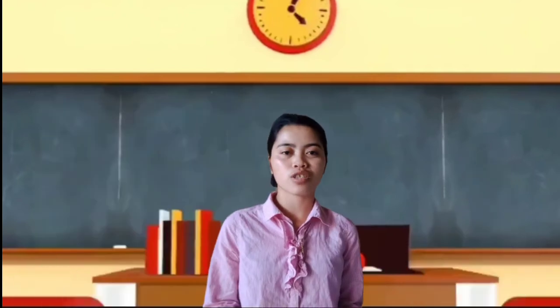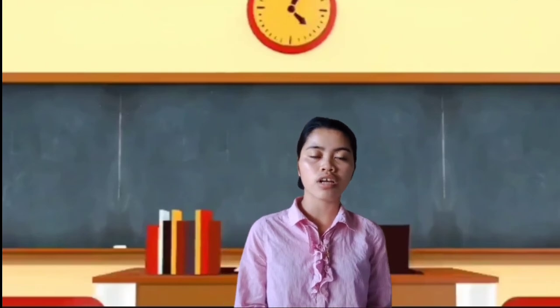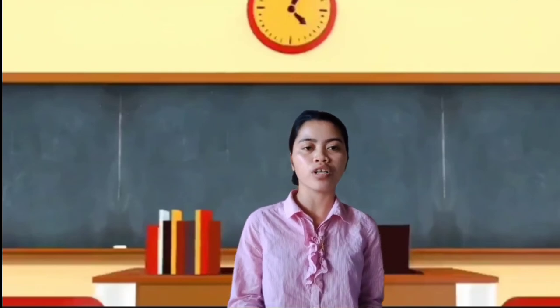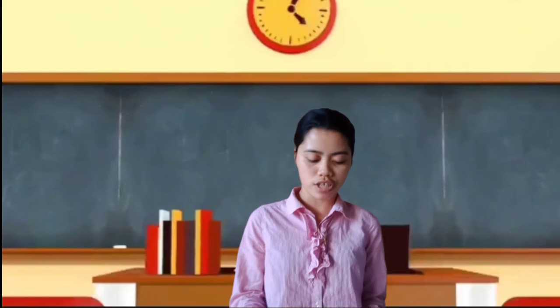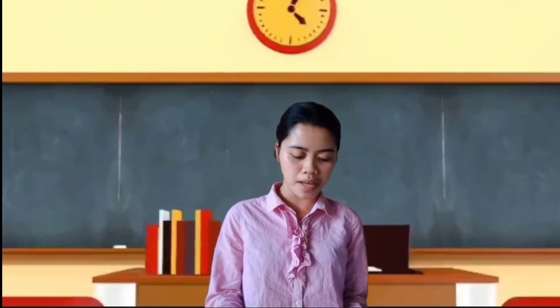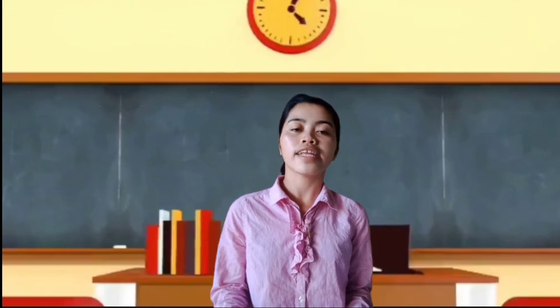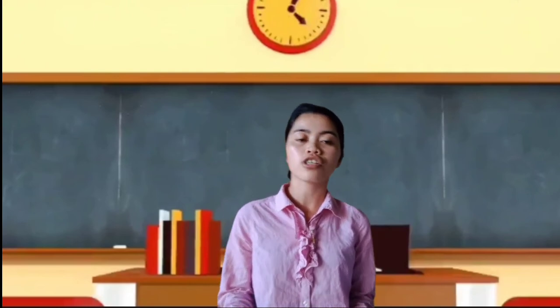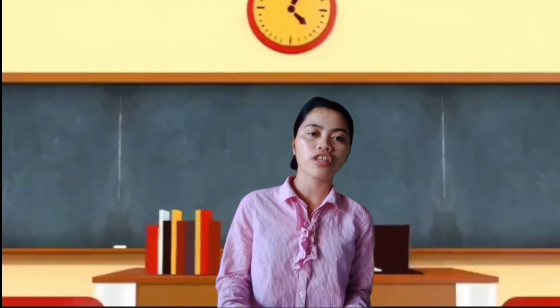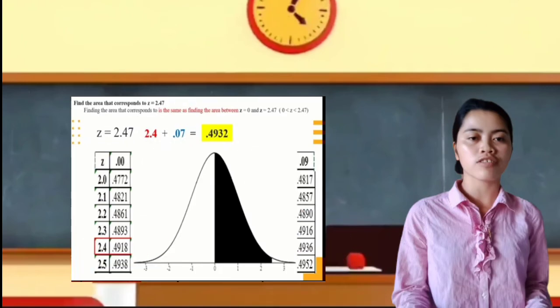What if, guys, the given is negative? For example, negative 2.47. Our answer is still positive, since the distribution is symmetrical. If it is negative 2.47, the answer is still 0.4932. You can see the graph on the screen.